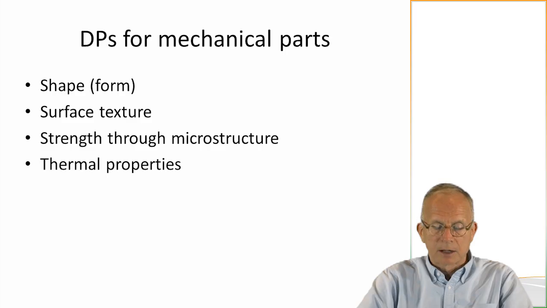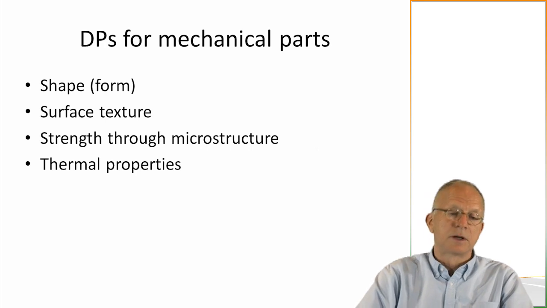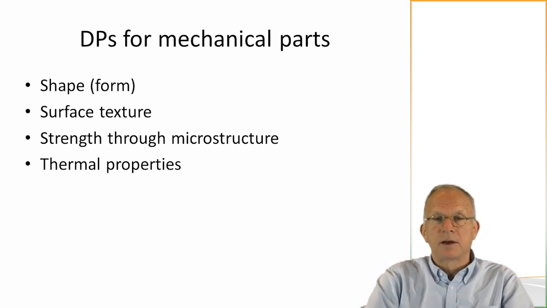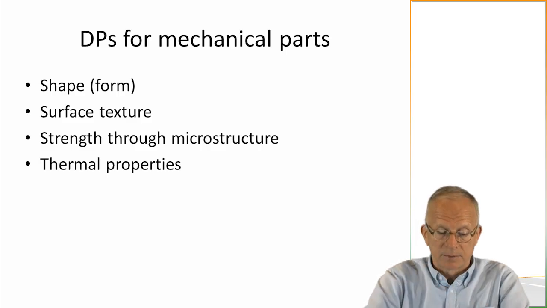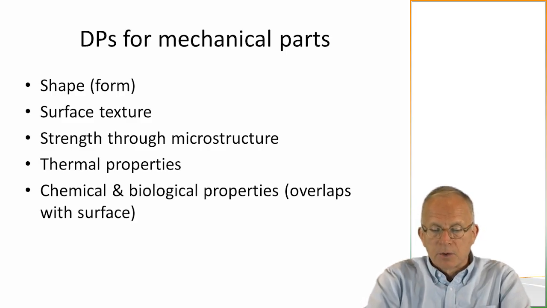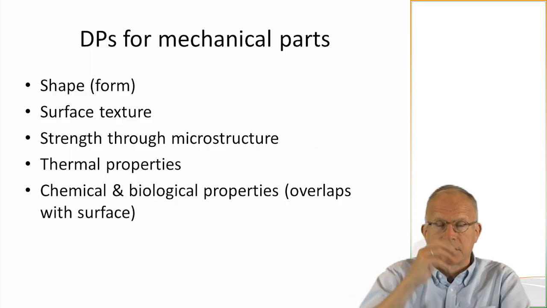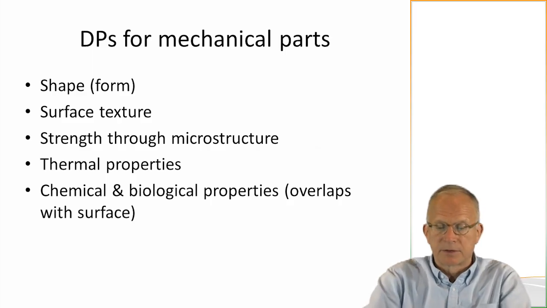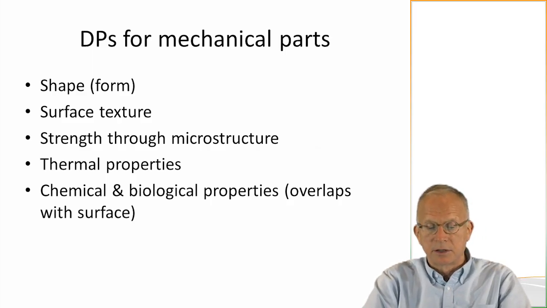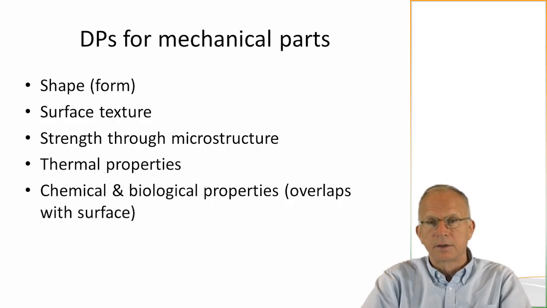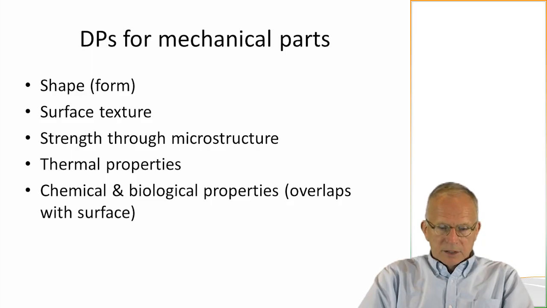DPs for mechanical parts might have certain kinds of thermal properties. If the FR is to reduce heat transfer, then the DP would be some kind of insulated material. Also, chemical and biological properties. Sometimes things are grown on surfaces, and sometimes you need things not to grow on surfaces, and sometimes we're using the surfaces as a tool in making different kinds of biological or food things.